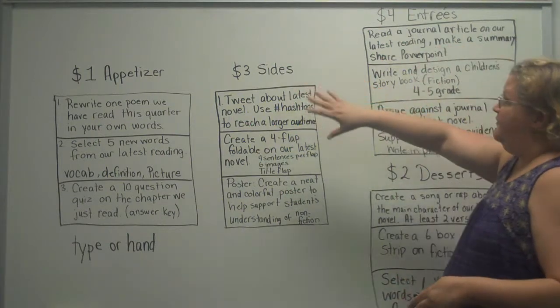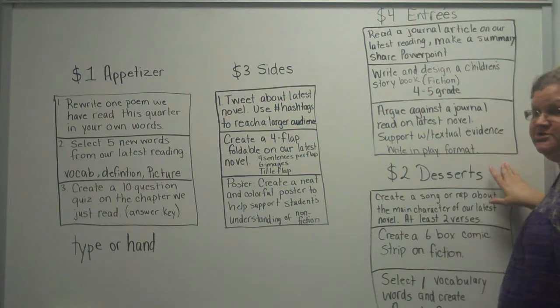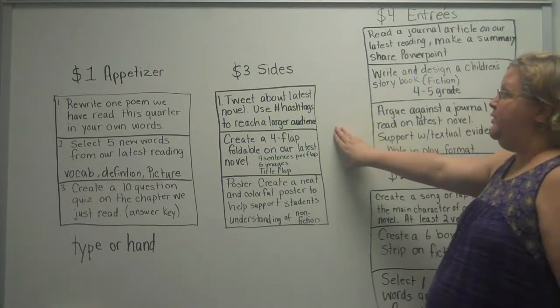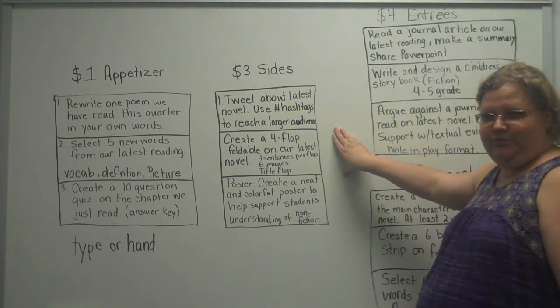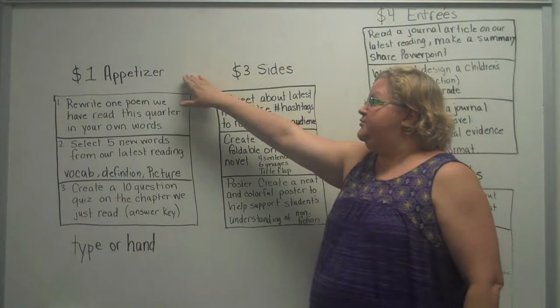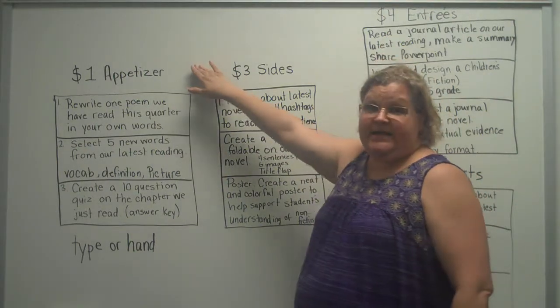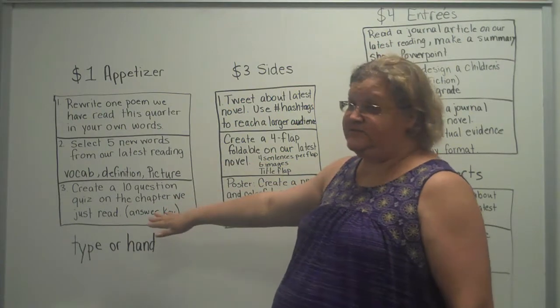All right, so I'm going to explain to you how this works. You have 4 types of meals: appetizers, sides, entrees, and desserts. And from these, for the week, you have to get $10 worth of food to be able to pay for everything. Your first thing, and this is going to be done on Mondays, is our appetizer. And you have 3 choices for this week.